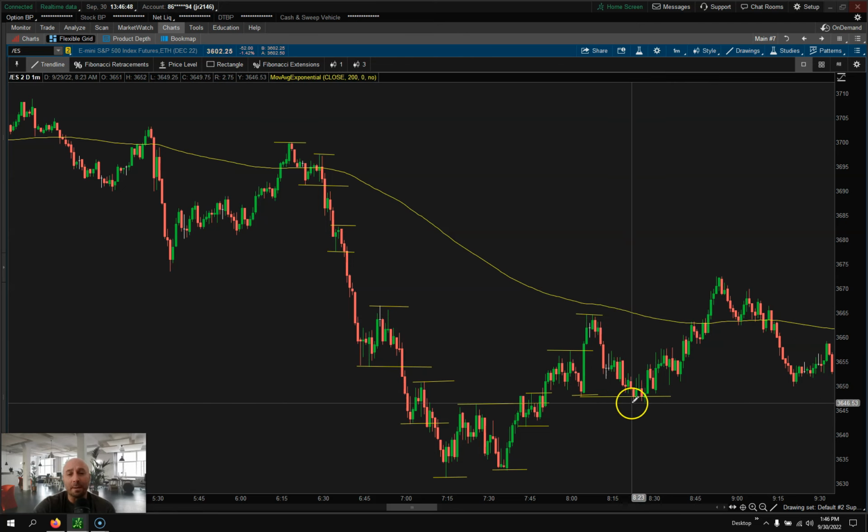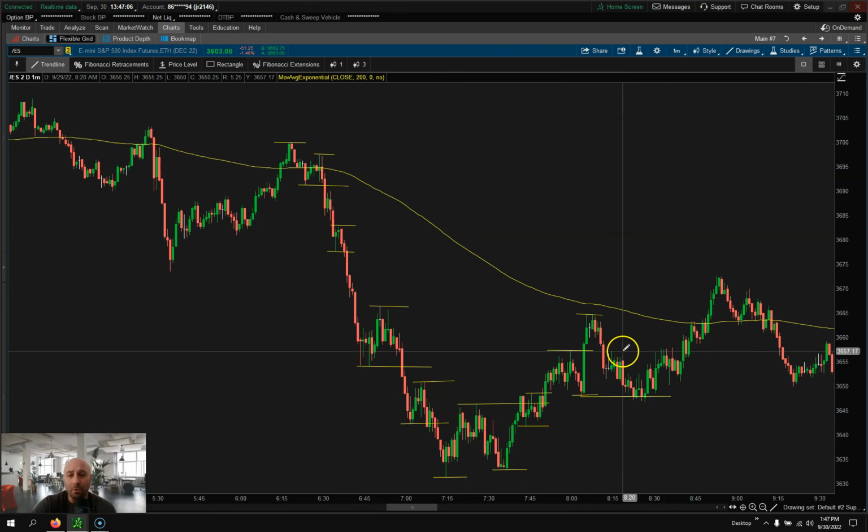Now, I don't recommend going short at the break. What I recommend is a pullback. Okay, so maybe as we pull back 50%, go short, and then look for a continuation like this all the way down lower.